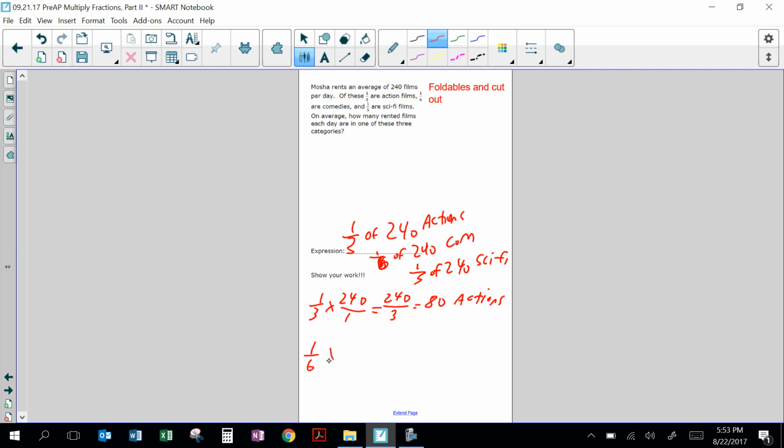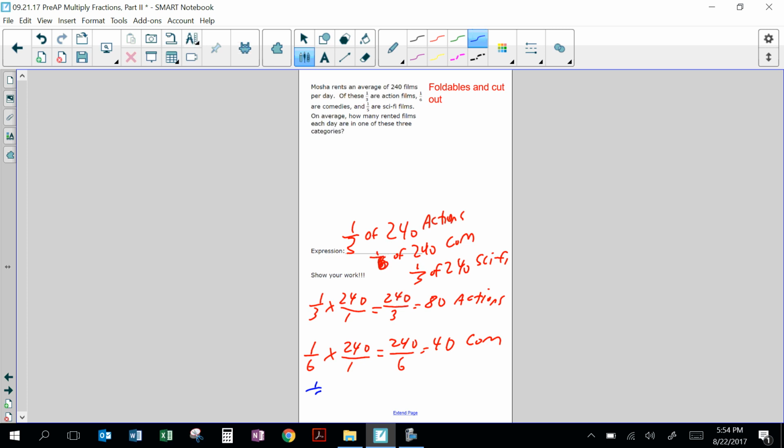1/6 of 240. Let's write 240 in fraction form. Multiply the numerator across, 240. Multiply the denominator across, that's 6. Can 6 go into 240? Yes, it can, 40 times. So that's comedy. And our last one, sci-fi.